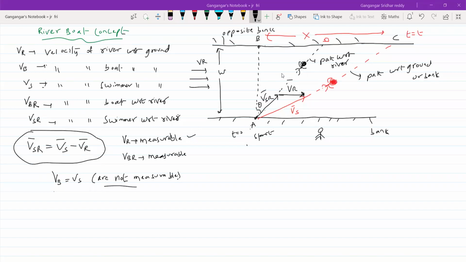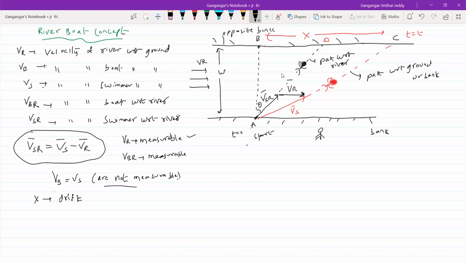What are our answers? How much time will it take to cross the river? Then, what is the drift? That X is called the drift here. What do you mean by drift? The displacement of an object under the action of a force is called a drift. The displacement of an object under the influence of a force is called a drift here.